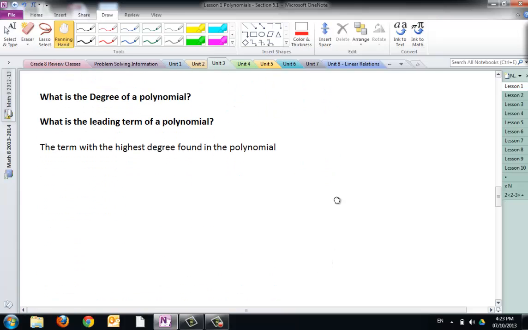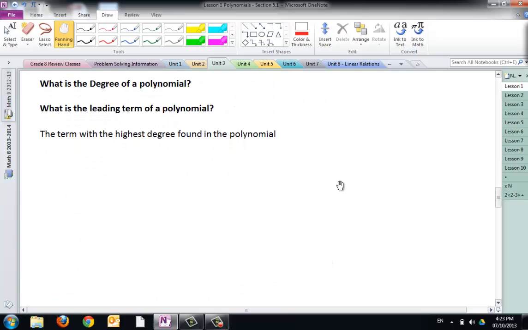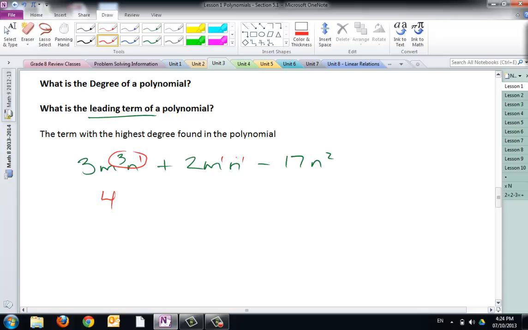Degrees also relate to polynomials, but to understand what the degree of a polynomial is, we have to understand what the leading term of a polynomial is. The leading term of a polynomial is the term in the polynomial that has the highest degree. So if we had something like 3m cubed n plus 2mn minus 17n squared, and we looked at these, there are implied 1s on all of these. So the degree of this guy would be 4, the degree of this guy would be 2, and the degree of this guy would be 2.